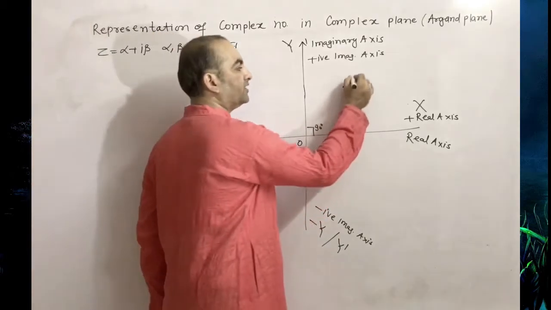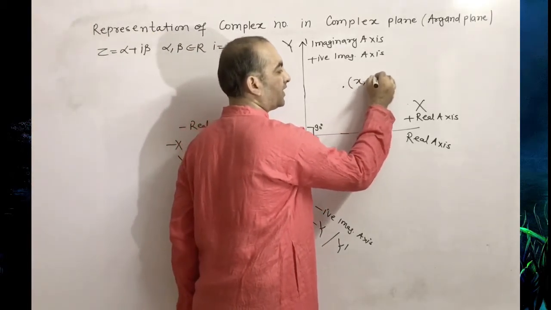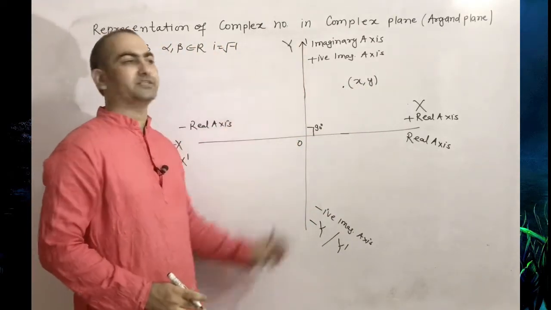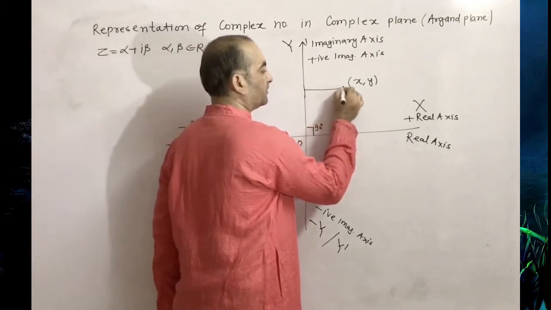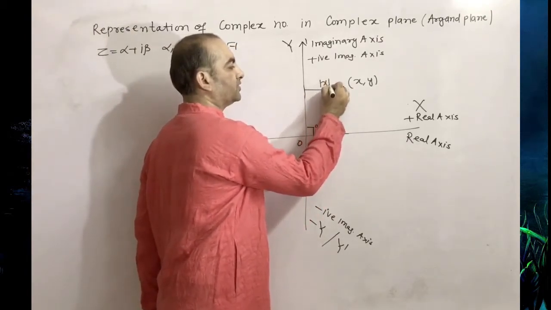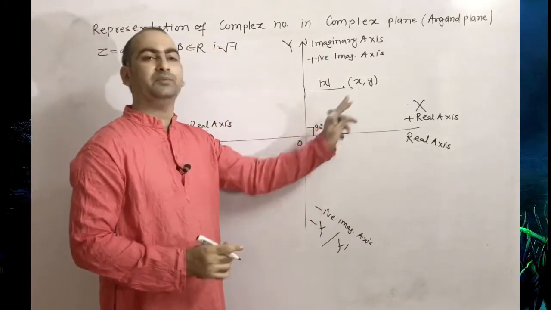So first coordinate is what? x coordinate, and second is what? y coordinate. x coordinate is what? Distance from imaginary axis. So this distance is called what? x. We are taking modulus because distance is always positive. Okay, x can be negative possible. It depends on what? Quadrant.